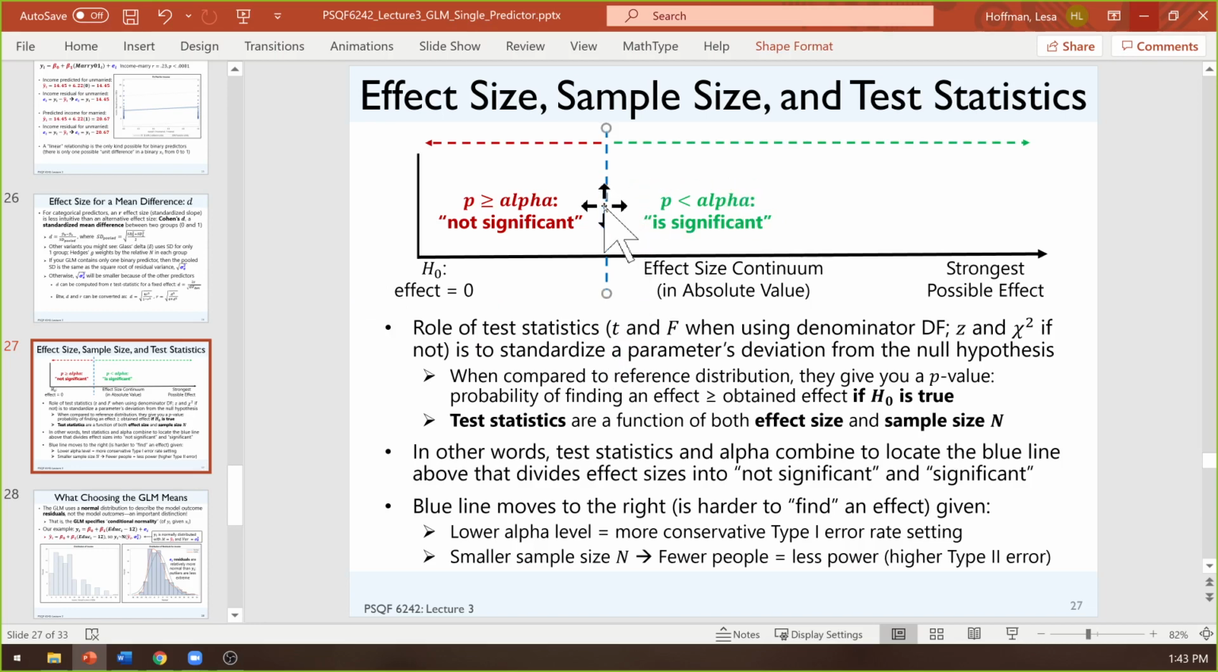The location of this line is dependent on sample size. So if I have a very large sample, the line moves this way. It makes it easier and easier to say that a small effect is different than 0 because it's expected to wiggle a lot less across samples. If I have a very small sample, it moves the line this way. Then it becomes harder and harder to say that a given effect is different than 0 because it's really noisy across samples. It has a very large standard error.